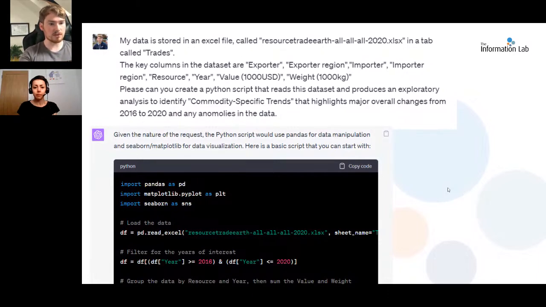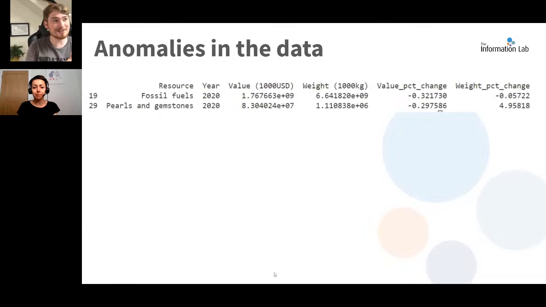So here you can see it's importing these different libraries: pandas to do manipulation on the Excel files, matplotlib and seaborn to visualize the data afterwards. And you can see some of it here reading in the Excel file, filtering between those different years, this sort of analysis, which was really, really useful. And what came back was these anomalies. So I'd asked it for anomalies and it gave me back two.